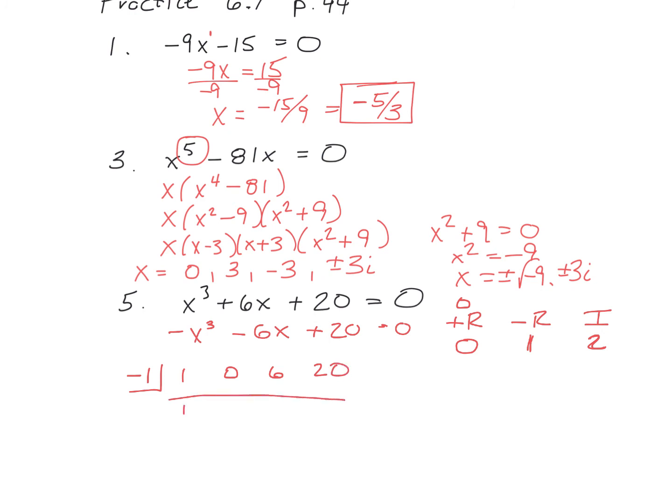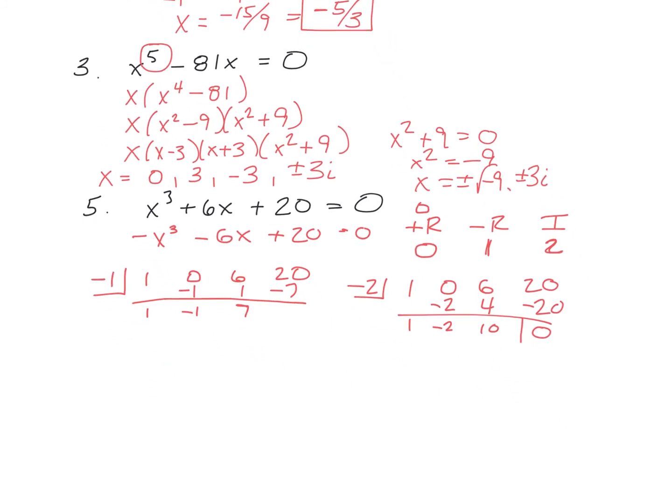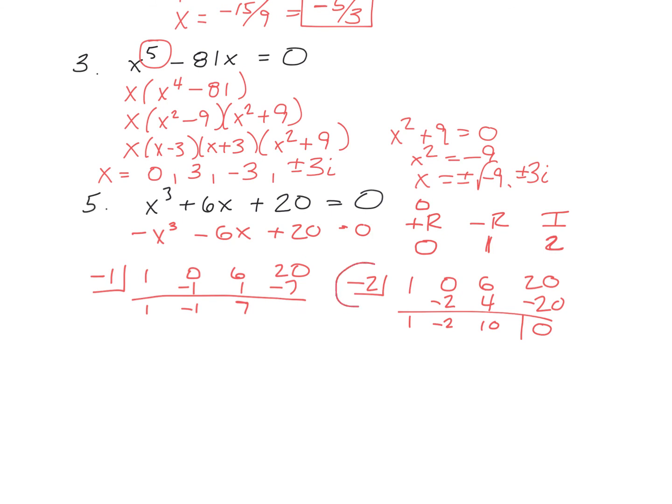So I kind of just go on a little search party trying to find what would work here, and this does not look like it's going to work. So then I might try -2, and do this synthetically. And this is working. So I do know that -2 is a zero of this function. And I'm left with this quadratic, x squared minus 2x plus 10.